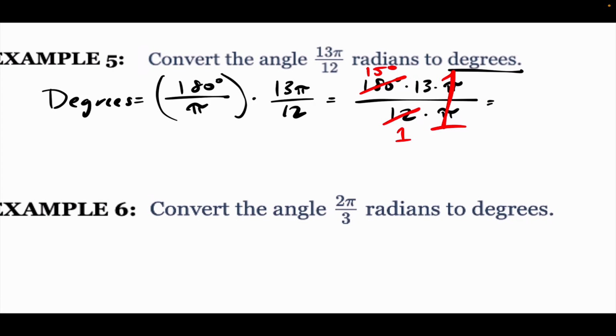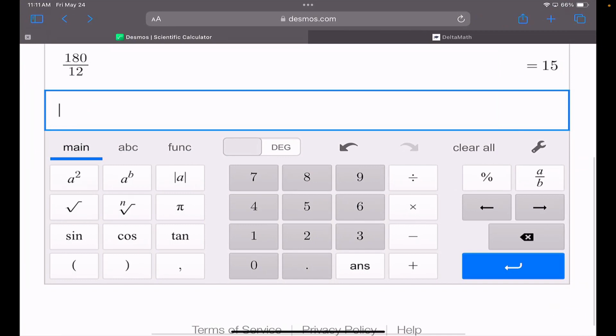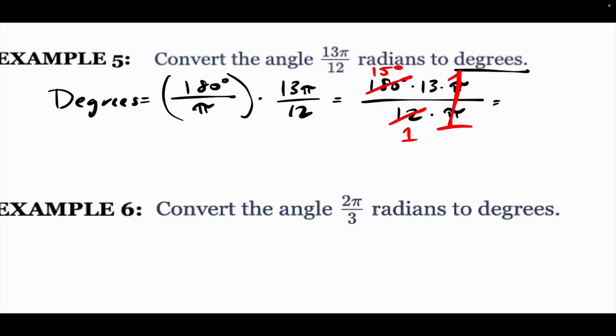Okay, so let's go to the calculator. 15 times 13, 195 degrees. The 1 you don't need on the bottom because anytime a 1's on the bottom, you don't need it. So 13 pi over 12 is the same as 195 degrees. And that would be in quadrant 3. Didn't ask you, but it's good to know.